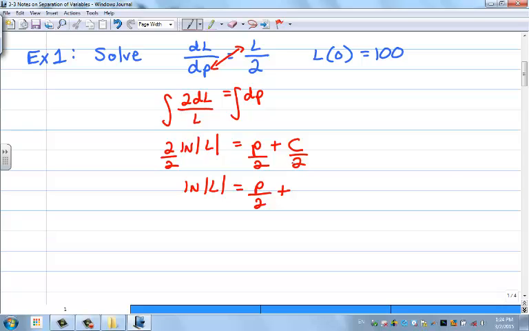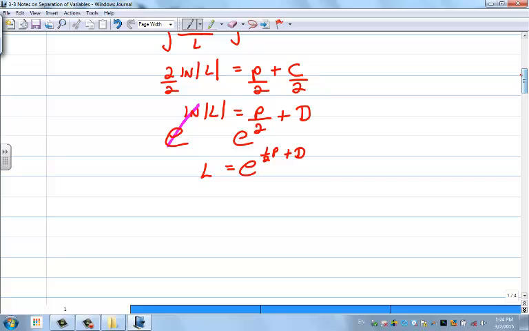Now, you can't say plus C again. It's a different constant, so call it plus D. Every time you do something to the constant, you have to change the constant. So now we have that, and the next thing we need to do is raise e to the power of both sides to get rid of the natural log. So here, the e to the ln are inverses, so you end up with L equals e to the 1/2 P plus D.